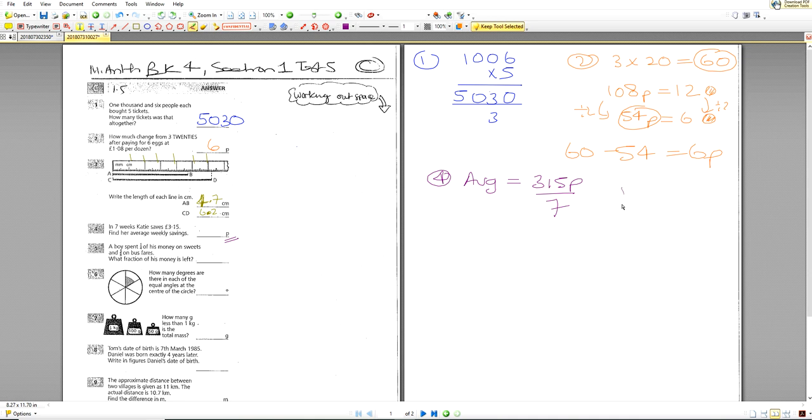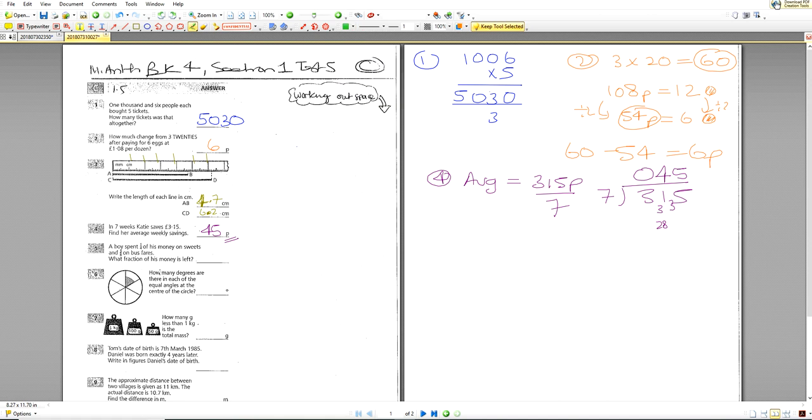Now the best way to do that would be to use a bus stop technique. The number that you're dividing by goes outside, 315 goes on the inside. So 7s into 3 will be a 0. The whole 3 is left over. So 7s into 31 will be 4, because 7 times 4 is 28, and that will leave you a remainder of 3. So 7s into 35 is 5. So that gives you 45 pence. So she was saving 45 pence per week.